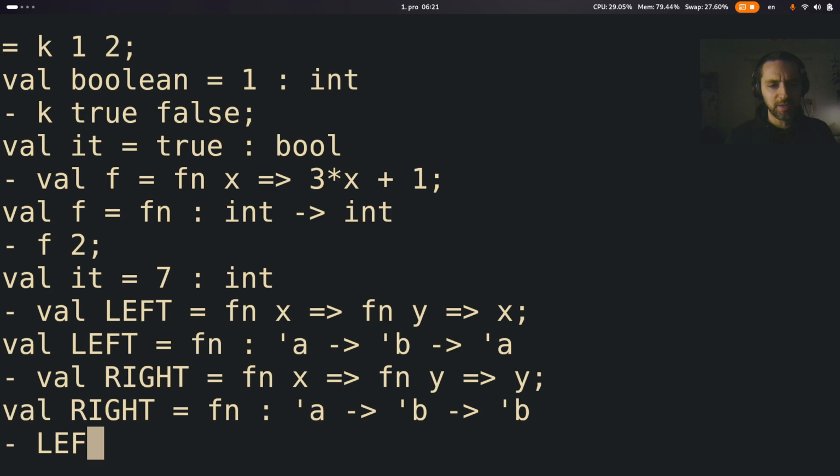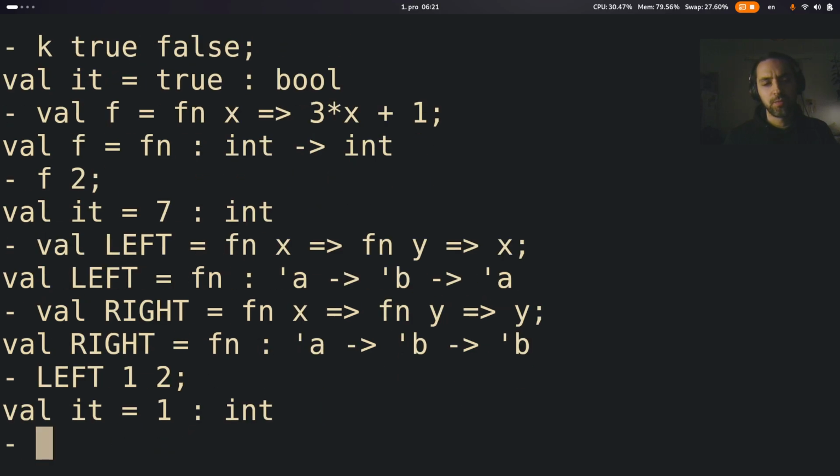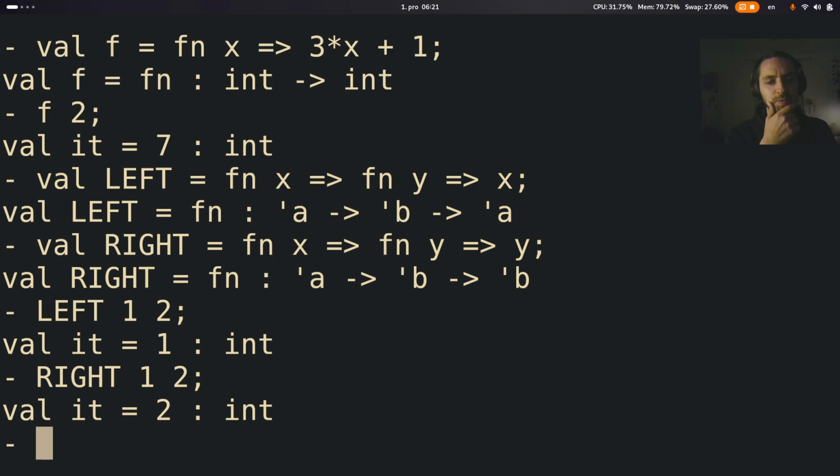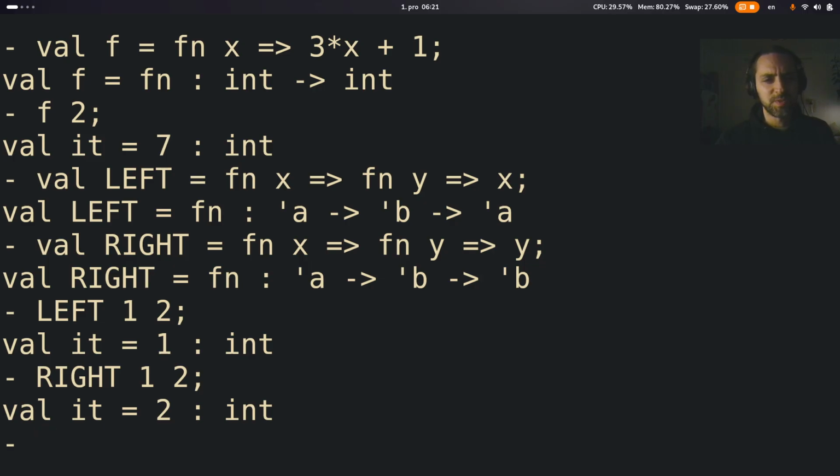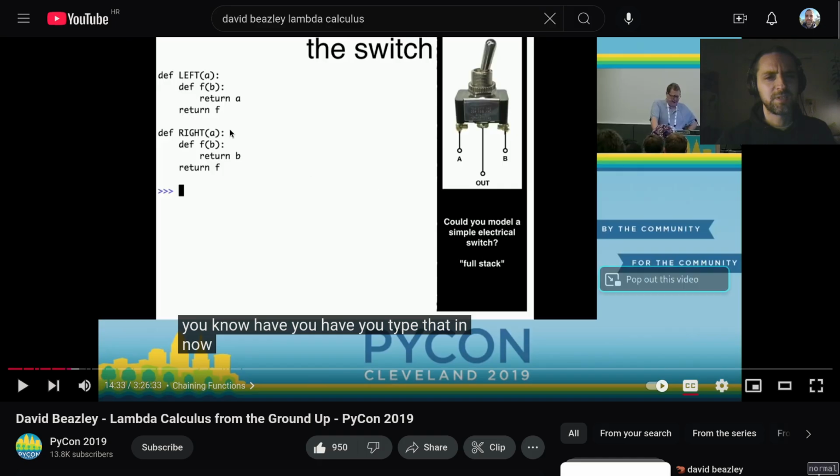So now if we do left 1 and 2, we got a 1. It's a left. And right 1 and 2, we got a 2. So now we actually used the constant combinator. That's what he used. It's so weird. Def left, def fb, return a, return f. I guess the way Python does this, it's kind of confusing. I find this much more intuitive.